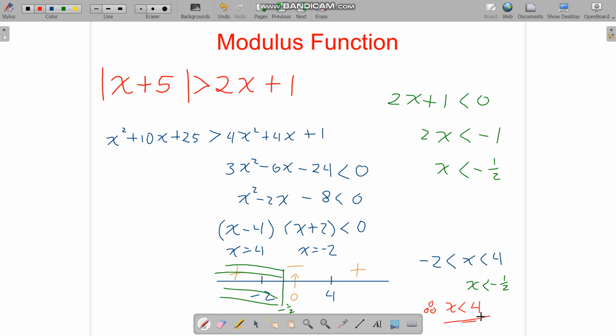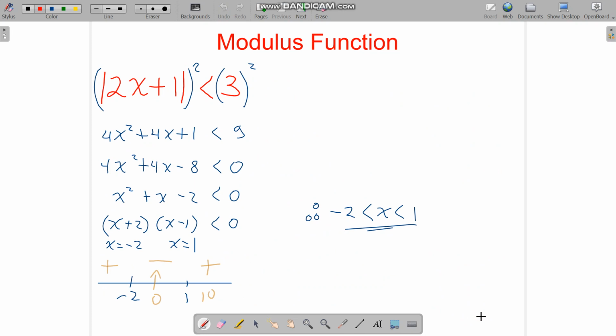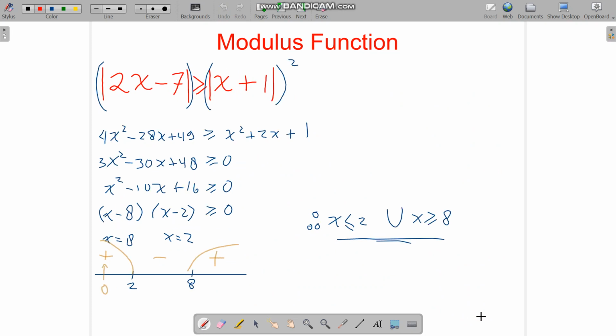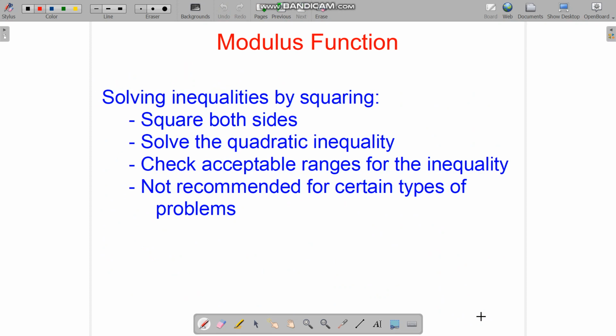So as you can see, it is okay to ignore the modulus functions here and just solve the quadratic inequalities, no problem. But here we cannot do that. So in conclusion, if you want to use this method, you have to square both sides, solve the inequalities, and then you have to check the acceptable ranges, and also you have to check the critical points. So this method is not recommended for certain types of problems.